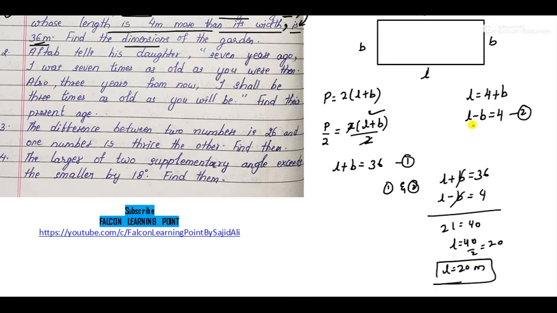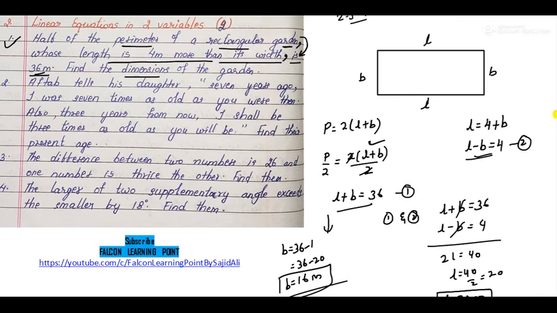What will be breadth? You can substitute in either of the equations. If I substitute in this, B will be 36 minus L, which means 36 minus 20, which is 16. So breadth is 16 meter. That's all. This is how you have to solve them.